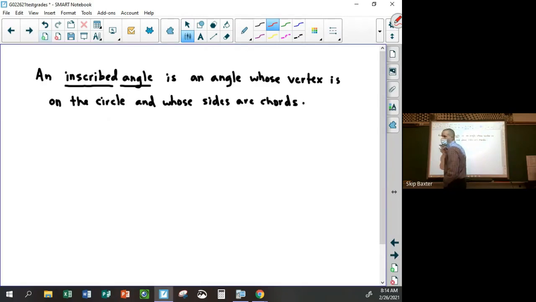Now I said "on the circle," and when I spoke, I said "on the perimeter of the circle." When you say "on the circle," that's really what you mean. You mean on the edge of the circle, okay? This really means on the circle's perimeter.